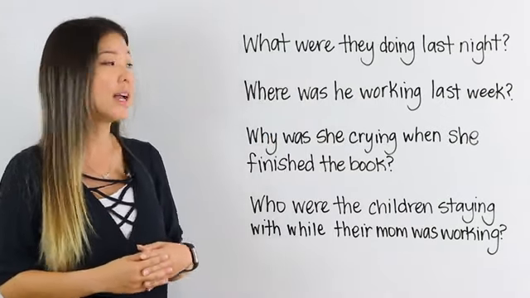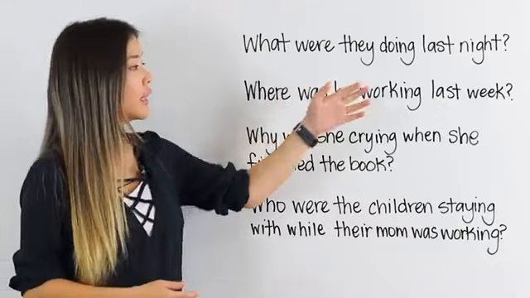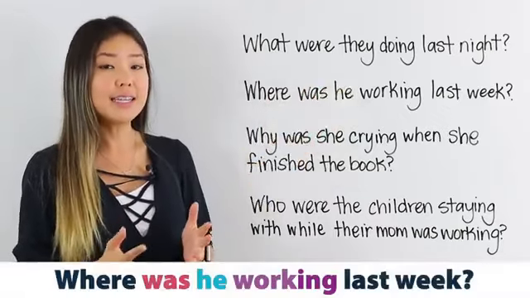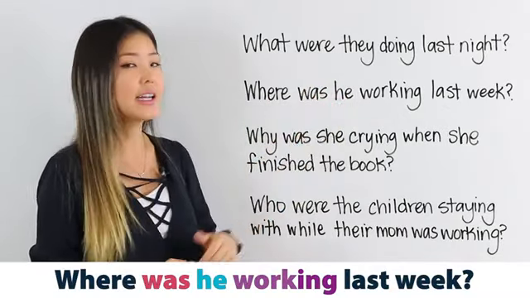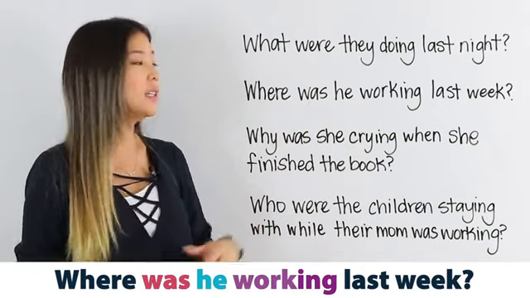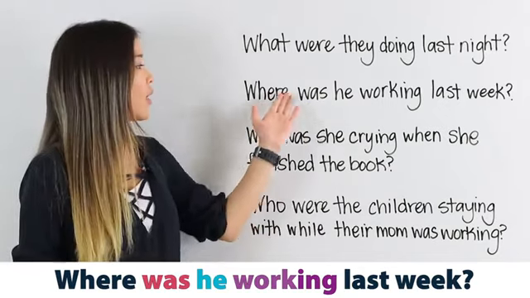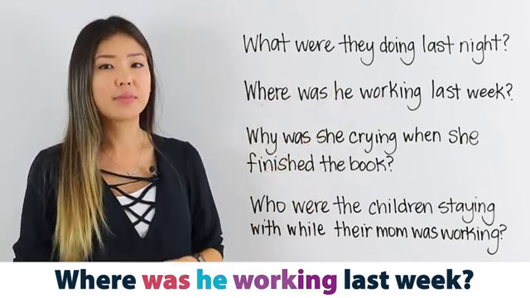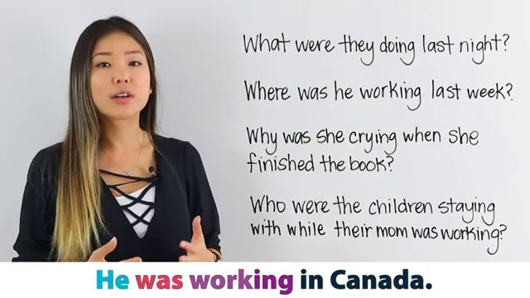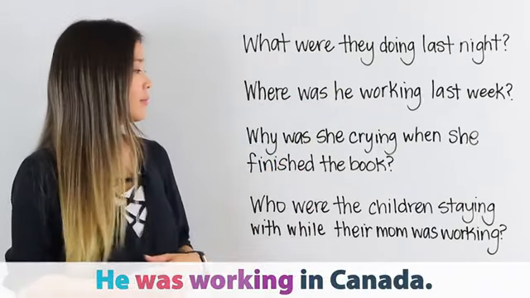The next question says, where was he working last week? In this case, the subject is he, and so the be verb to use is was. Where was he working last week? I can say he was working in Canada.